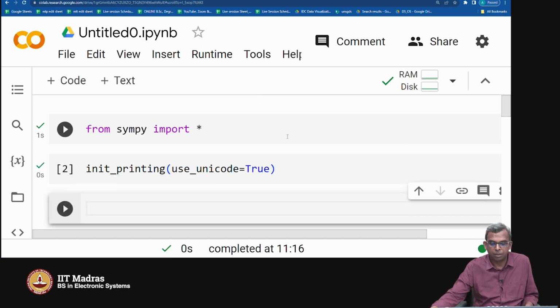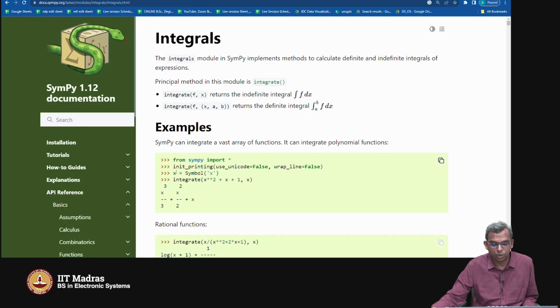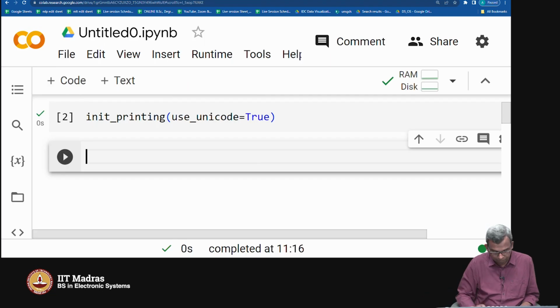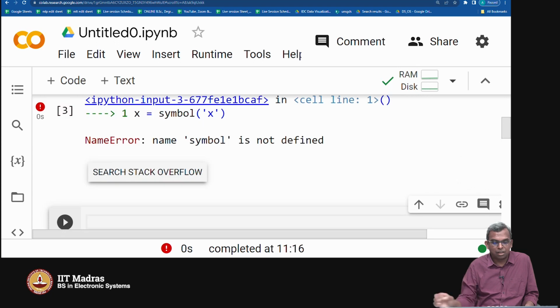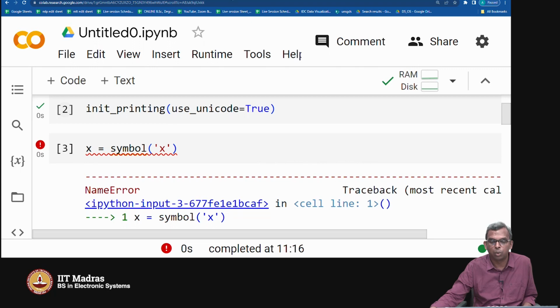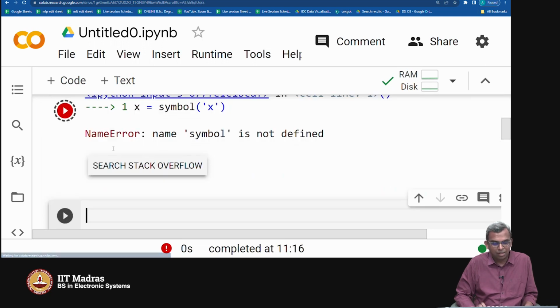Okay, it has initialized the printing, and now you can call some integration. So, notice what it's doing. The first thing to do is to make a symbol which is x, Symbol x. Okay, so this is just a program, and after you run that, okay, it doesn't like symbol. I don't know what mistake I made. Oh, capital S. Okay, sorry about that. So, this would happen when you do that.